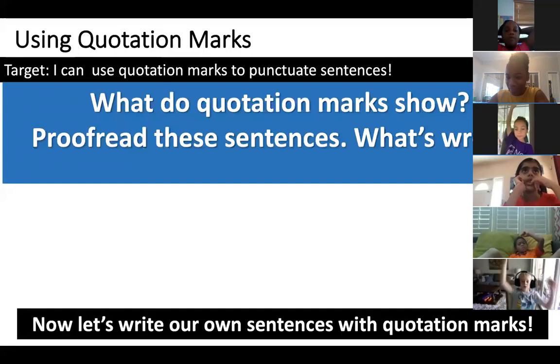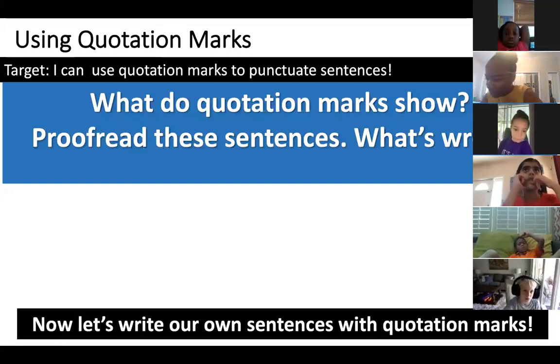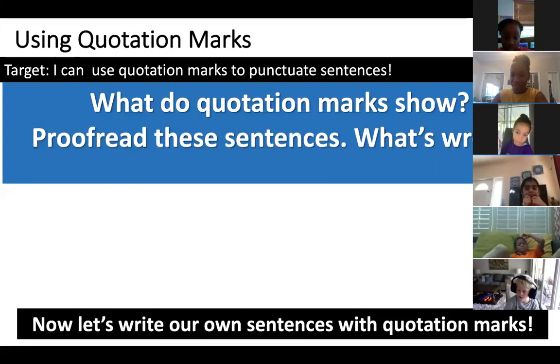Josh, go ahead. When a character is saying something in the story, they use quotation marks around the words that they're saying. Very good, Josh. So we see them around the words that characters are saying in stories, right?